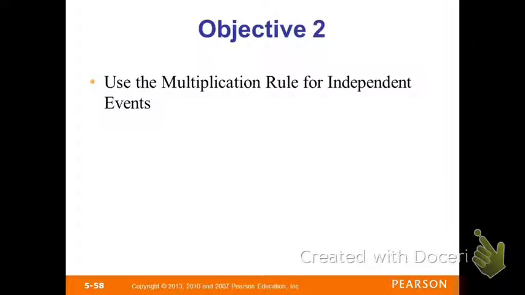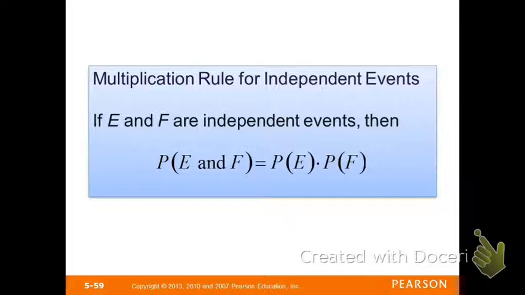All right, so how do we use the multiplication rule for independent events? We already kind of looked at one event just a moment ago, but here it goes. If we want the probability of E and F, the multiplication rule for independent events says if E and F are independent, then the probability of E happening and F happening is equal to the probability of E times the probability of F. So if they're independent, you just multiply the two probabilities together.